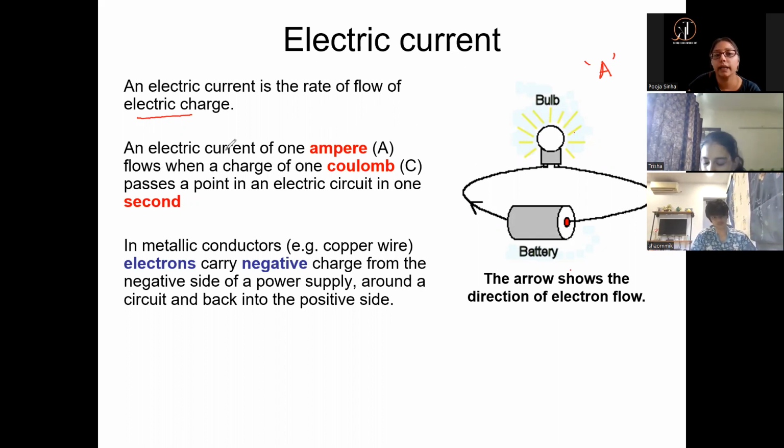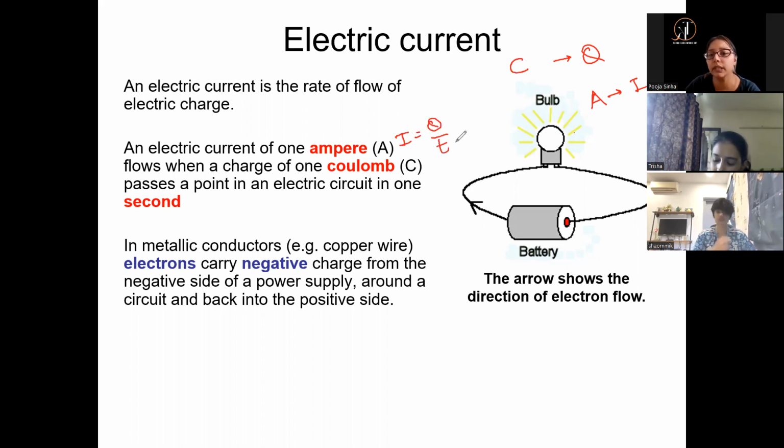Next, an electric current of 1 ampere flows when a charge of 1 coulomb passes a point in the electric circuit in 1 second. Now, you know that charges are measured in coulombs, right? They are represented as Q, and they are flowing per unit time. When they're flowing with time, then it becomes ampere, which is the current. So current can be written as Q upon T. And when this T is 1 second, that's the number of charge that is flowing, that becomes the current.